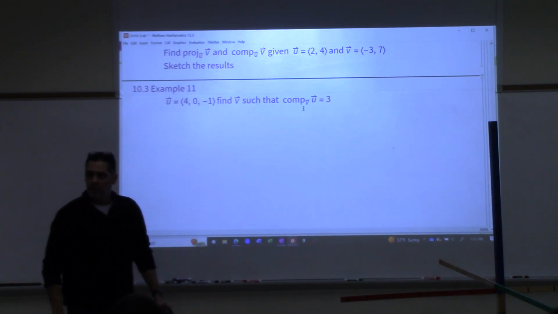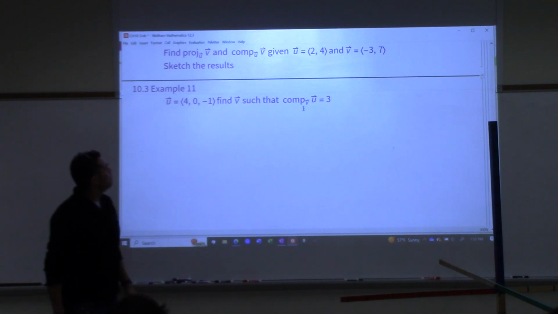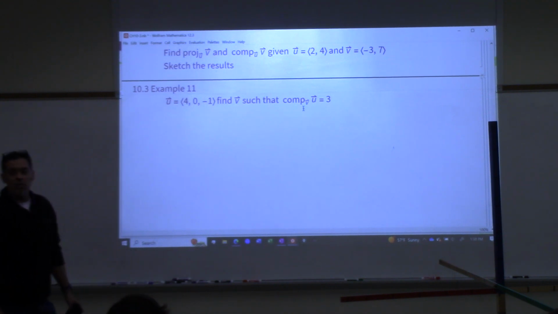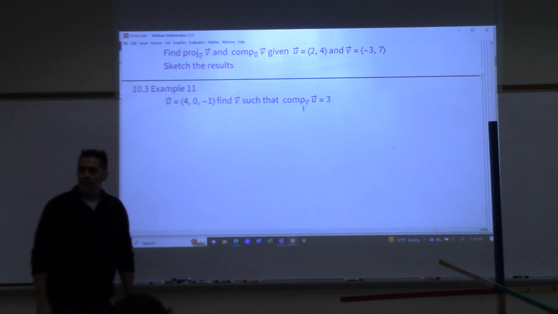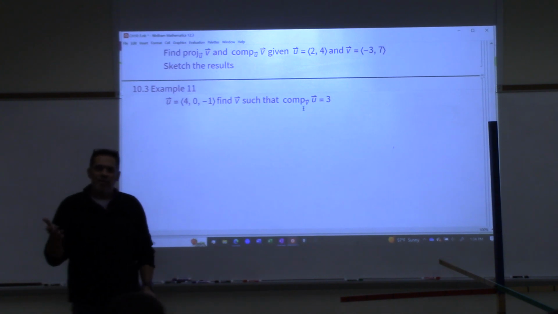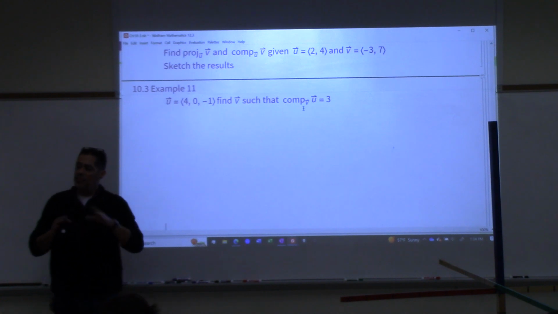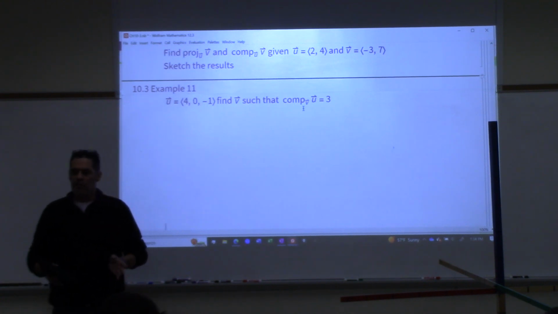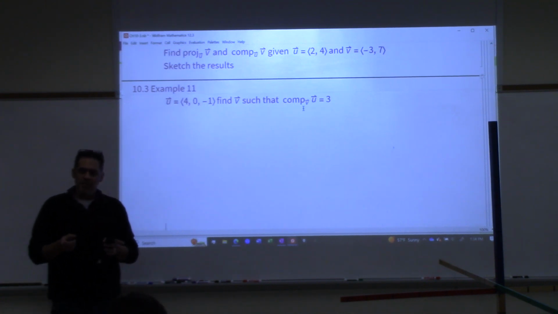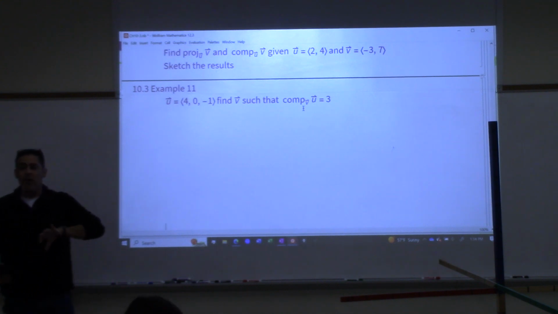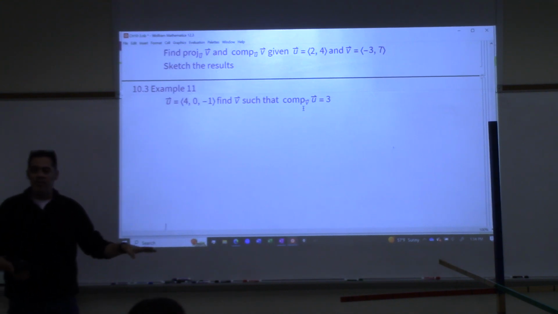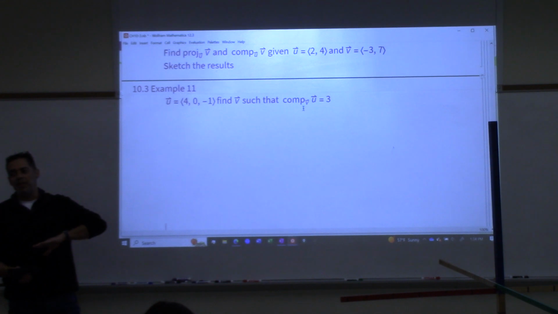Yes? Because y is 0, isn't that just an xz plane? You could look at it as the xz plane. The only issue with that is that in this problem, you actually could get answers that are not just in the xz plane. You could get solutions to this that would live outside. So we don't want to convert it to a two-dimensional problem because it's actually got solutions in three-dimensional space.